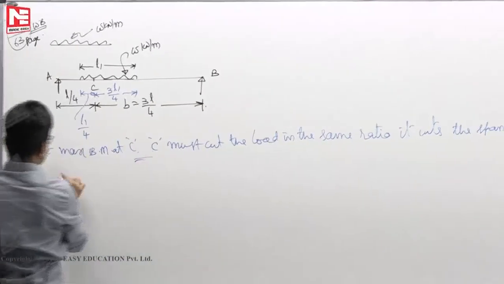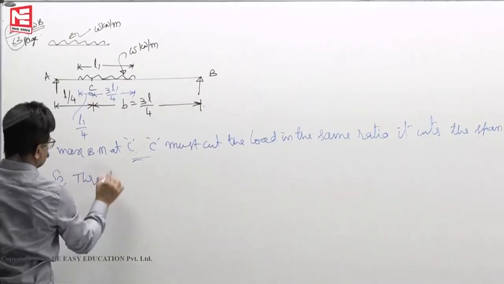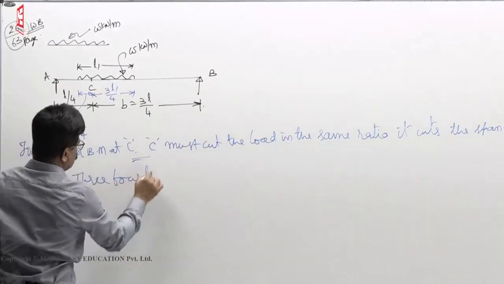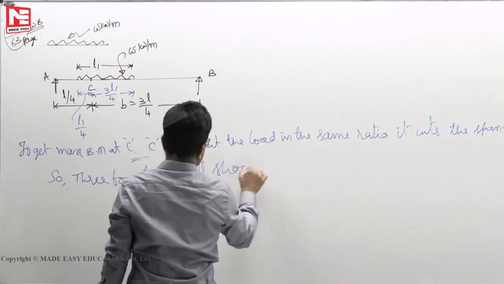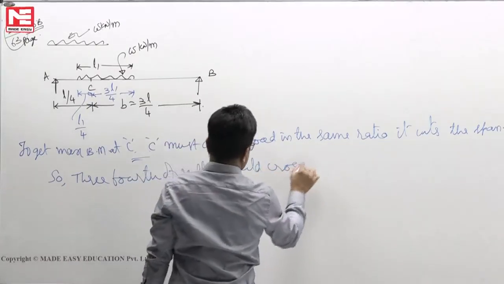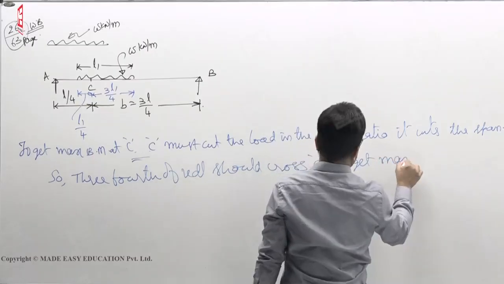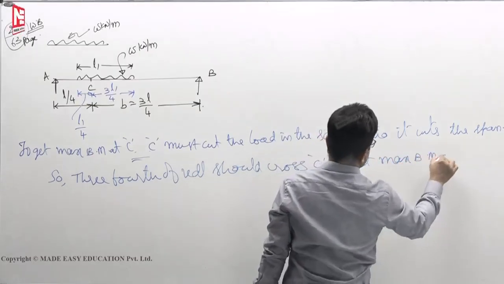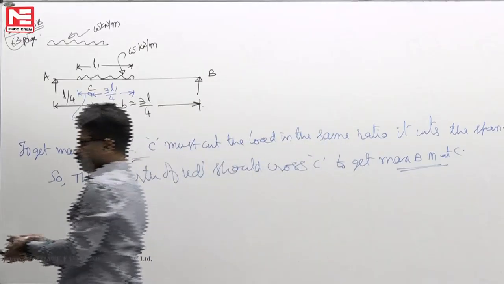So, three-fourths of UDL should cross C to get maximum bend moment at C. Like that.